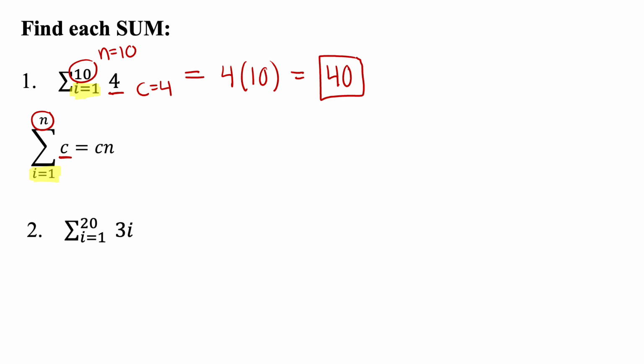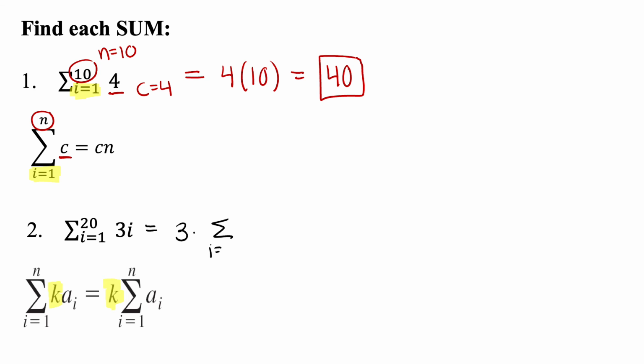For number 2, we have the sum from when i equals 1 to 20 of 3 times i. Because 3 is a constant, we can start with the property where you can take your constant k and move it to the outside. So let's start by rewriting this as 3 times the sum from when i equals 1 to 20 of i. With our 3 on the outside, we can now just focus on this summation. And now that we have a summation of just i, we can use another formula, the sum from when i equals 1 to n of i, and that's going to be equal to n times n plus 1 over 2.